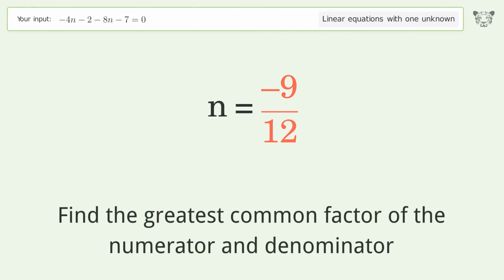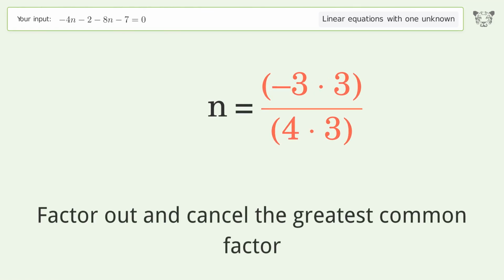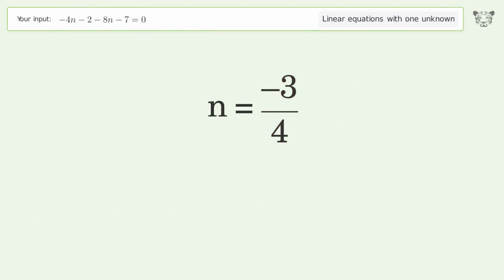Find the greatest common factor of the numerator and denominator. Factor out and cancel the greatest common factor. And so the final result is n equals -3/4.